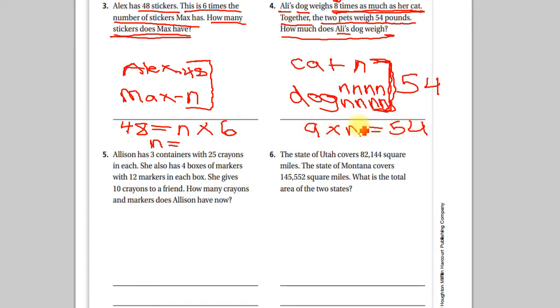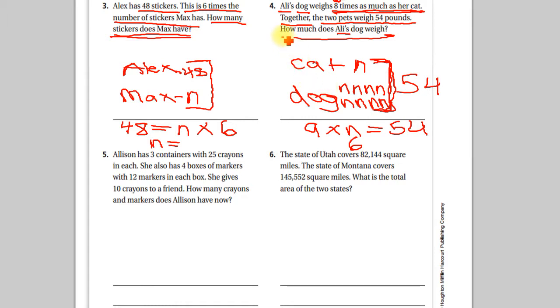And now you can see it's a nice fact family. We can work it backwards, 54 divided by 9 to find n, or think of our fact family, 9 times what is 54, and you probably can solve that one on your own. And that's going to tell us what? So once we solve n, actually let me help you a little bit more. Once we solve n, 9 times 6, so that n represents what though? Are we done with our problem?